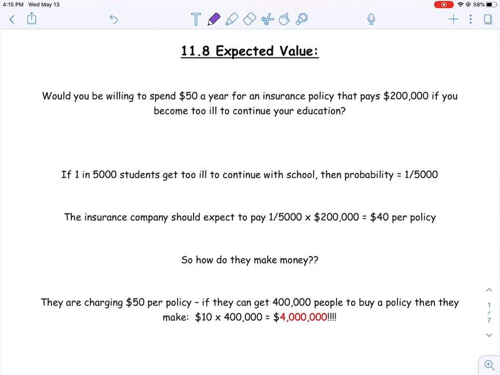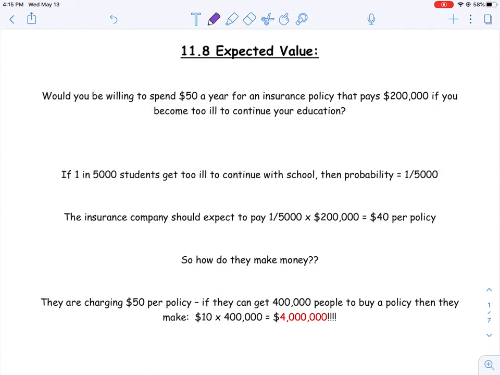So think about the question: would you be willing to spend $50 a year for an insurance policy that would pay you $200,000 if you became too ill to continue going to school? So $50 kind of sounds like a lot, but if it's for the whole year, and if you happen to get sick and you can't continue going to school, they're going to give you $200,000. That's a lot of money, right? Maybe some of you would take me up on that offer and buy that insurance policy.